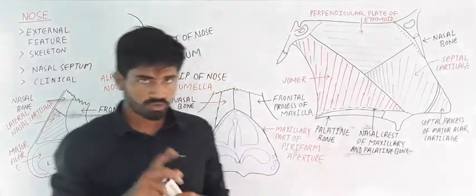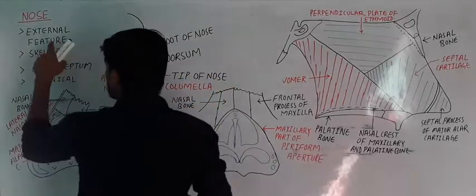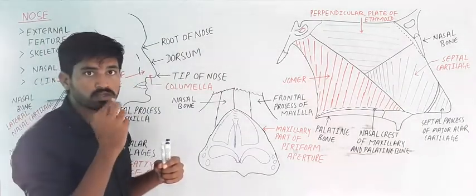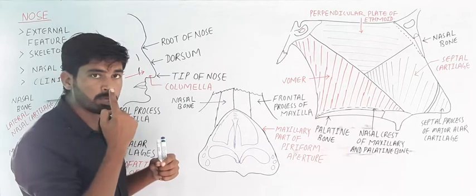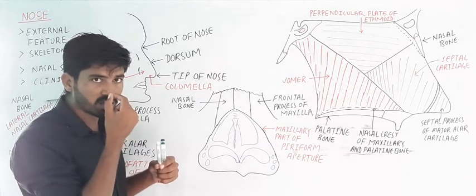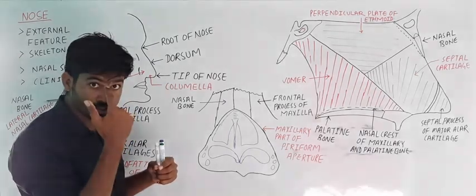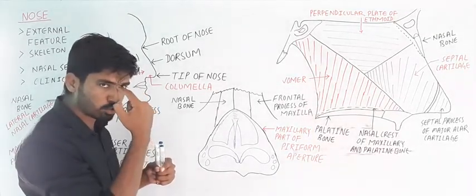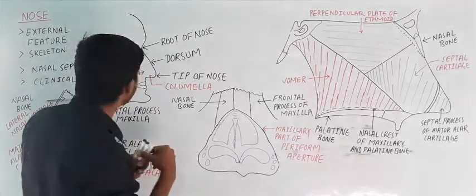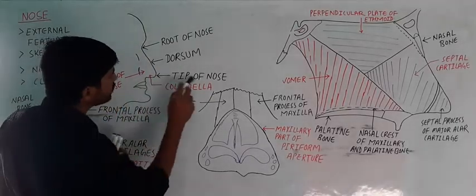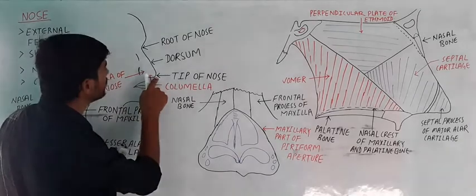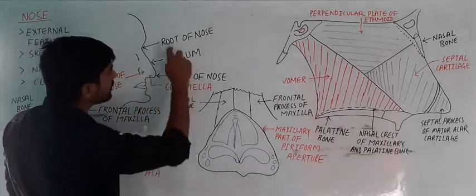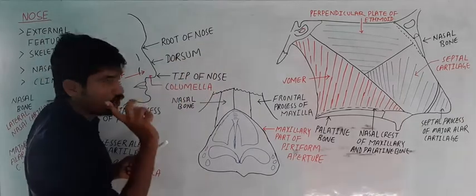Now we are going to see first of all the external features. In the external features, this is the nose. This is the tip of the nose, which is the free mobile part, and this portion is the root of the nose. Between the tip and the root is called the dorsum. See here, this is the diagram. This is the tip of the nose, this is the root of the nose, and the area between the tip and the root is called the dorsum of the nose.